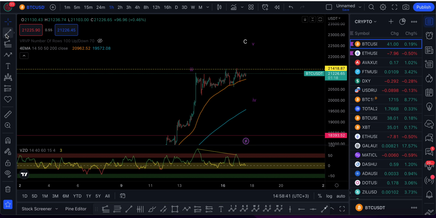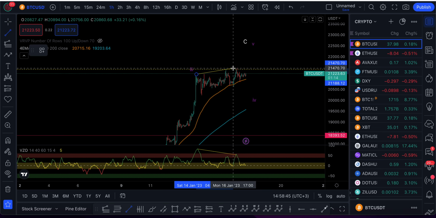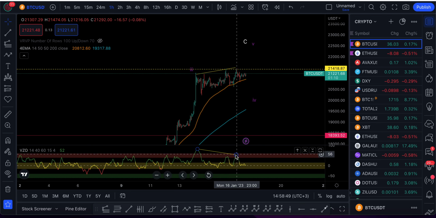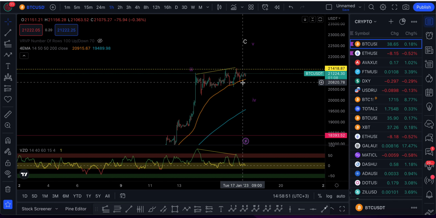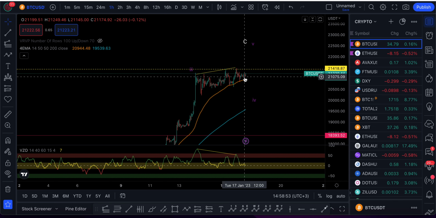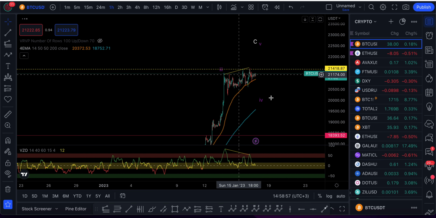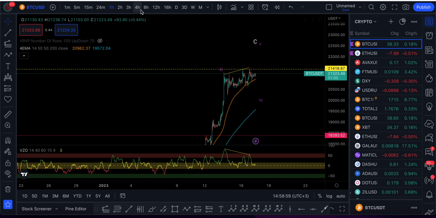Let me even draw it on the price. So we have from this point, price making a higher high, but the indicator is making a lower high. So that is a bearish divergence, and very soon we should have that move to the downside.